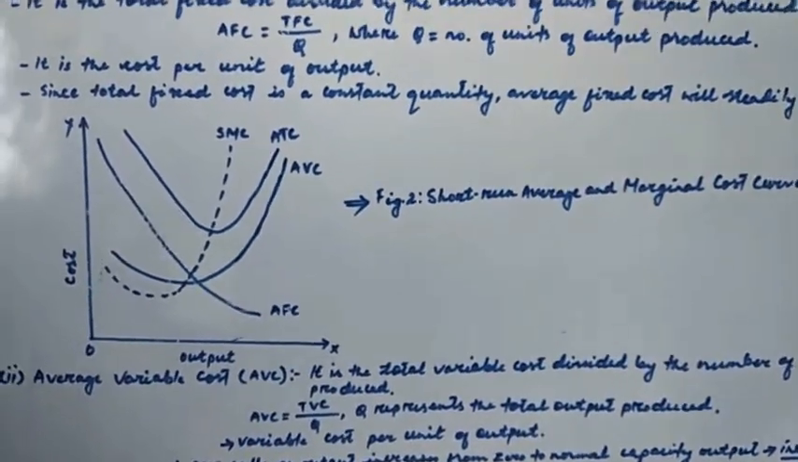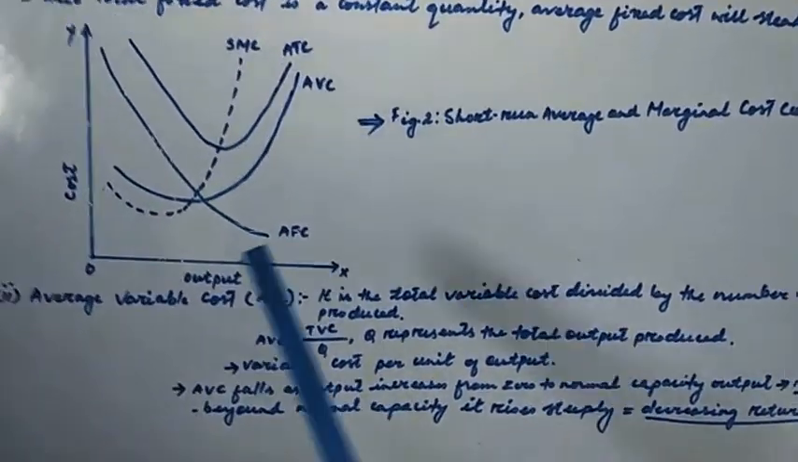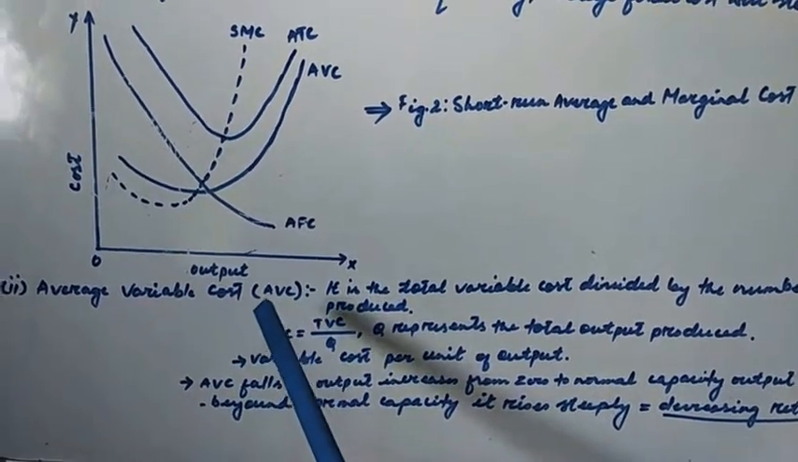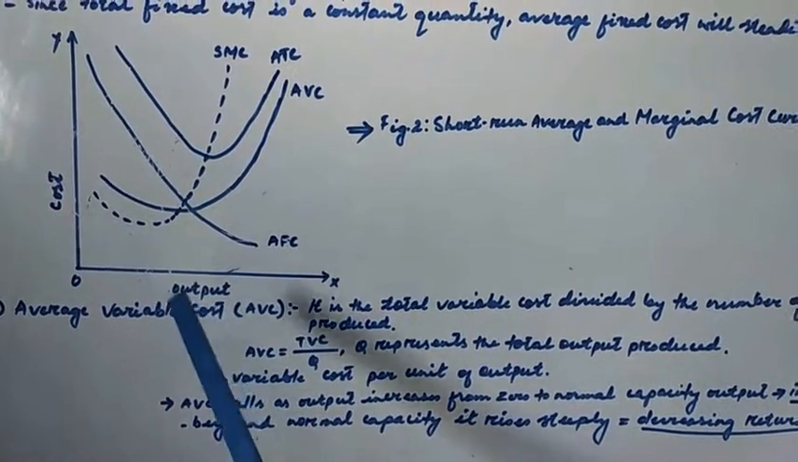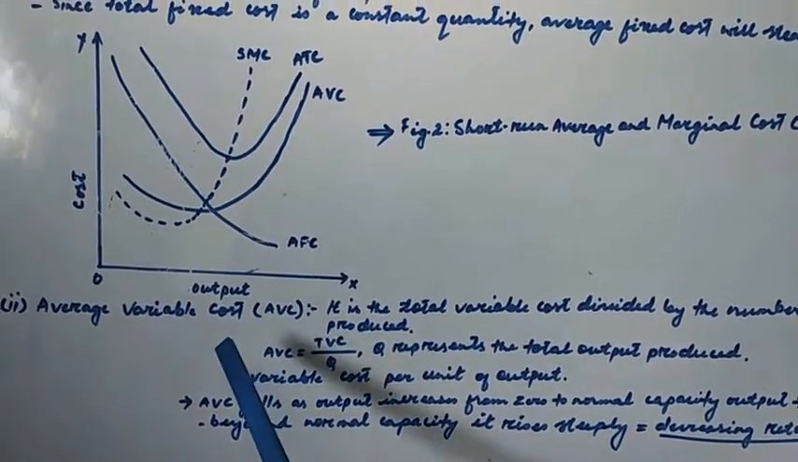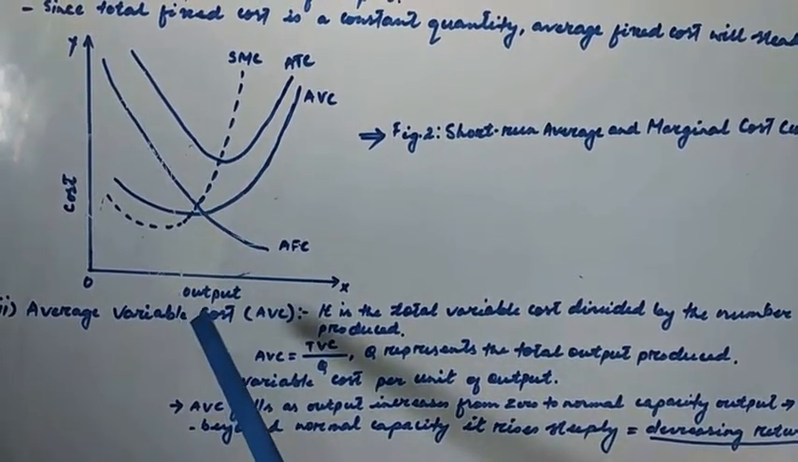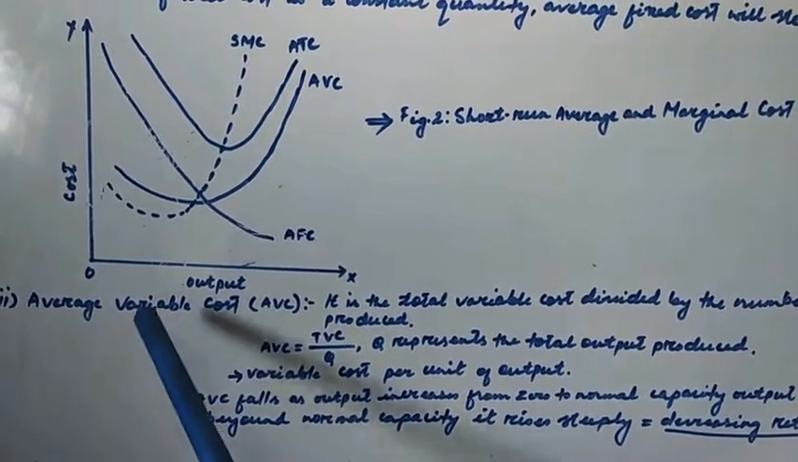So that is all about the average fixed cost curve. Next up we have average variable cost, AVC. So what is average variable cost? We have discussed what is variable cost, and average means cost per unit when we talk about the average cost. So what is average variable cost?